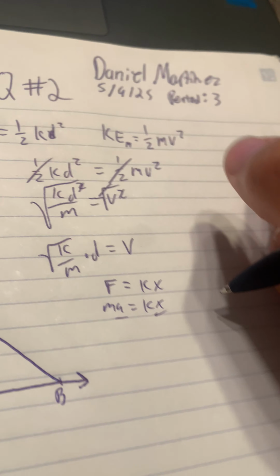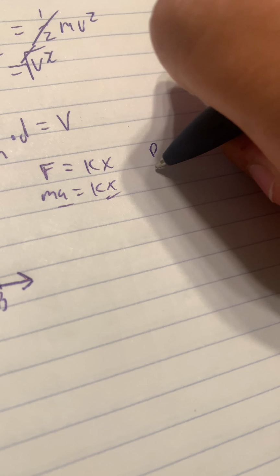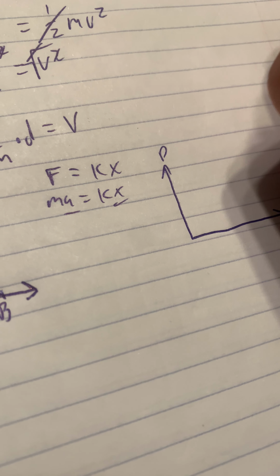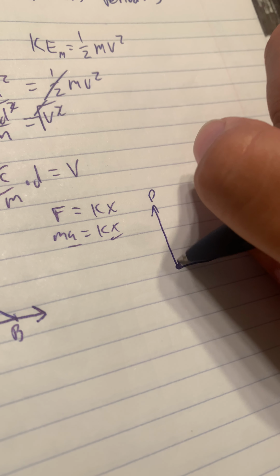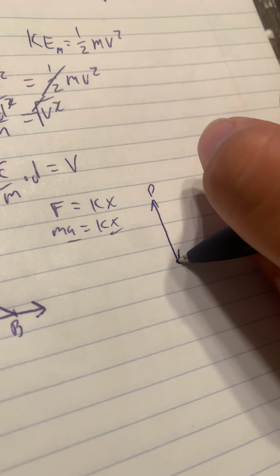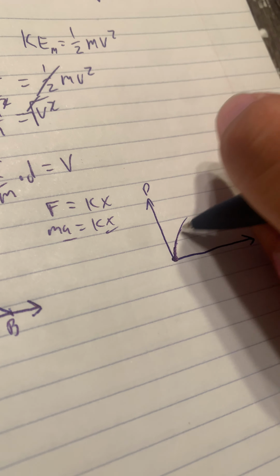And then we know that the momentum graph would start at 0 and it would increase at a fast rate, but at a decreasing rate as well. So as the acceleration is decreasing, the slope also decreases until it stops increasing. So this is V max. This is point B.